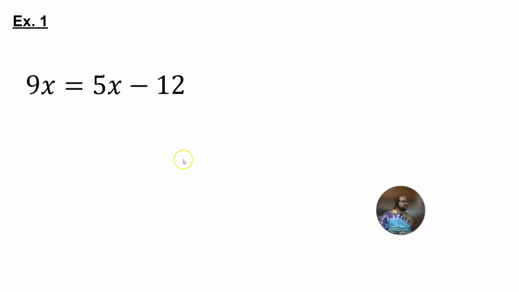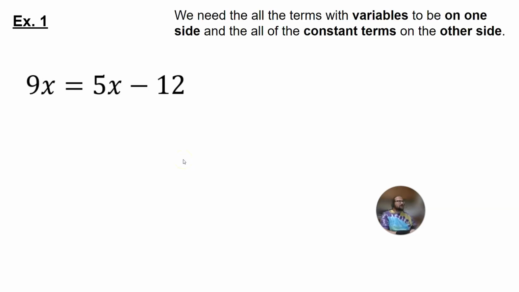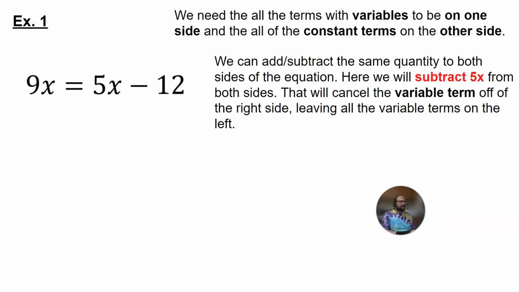Alright, so here's our first example. 9x equals 5x minus 12. We need to get all of the variable terms onto one side and all the constant terms onto the other side. So right now we've got variable terms on both sides. Let's get the 5x off of the right side so that we'll have all our variables on the left and all of our constants on the right. So we are going to subtract 5x from both sides.